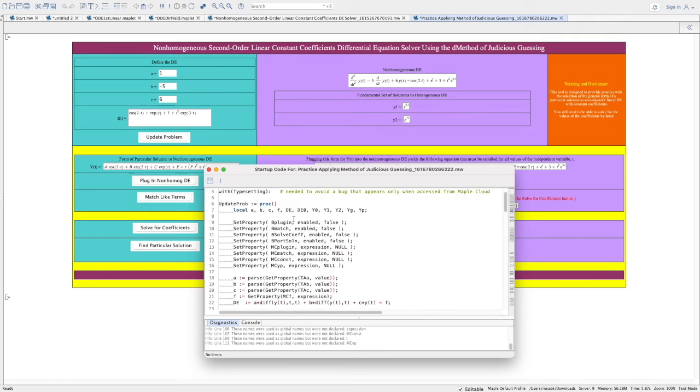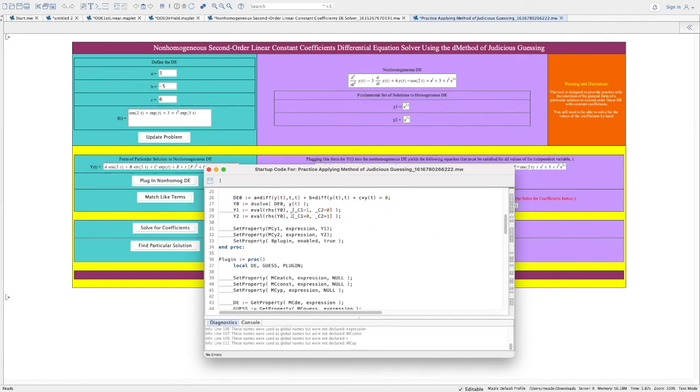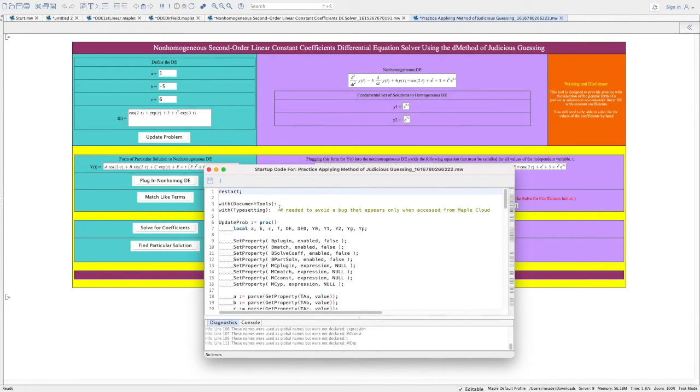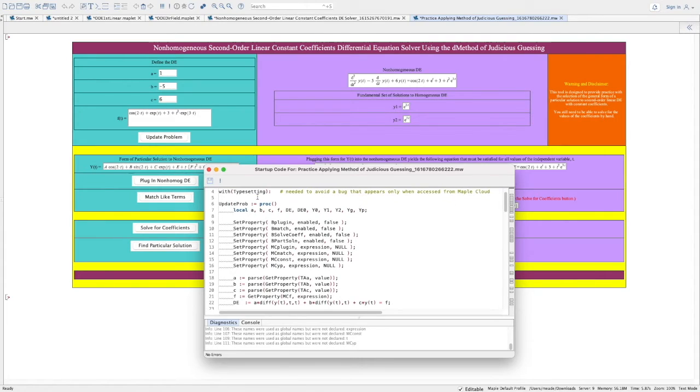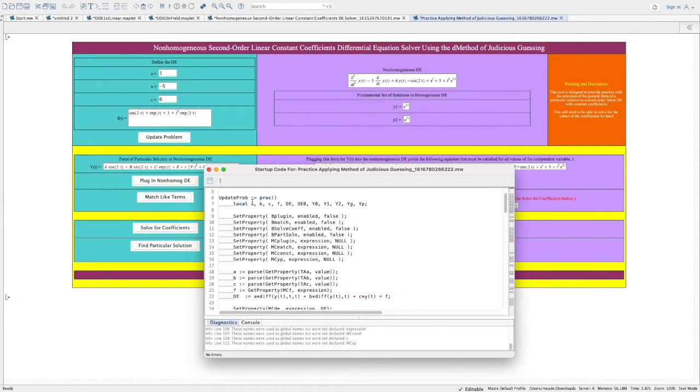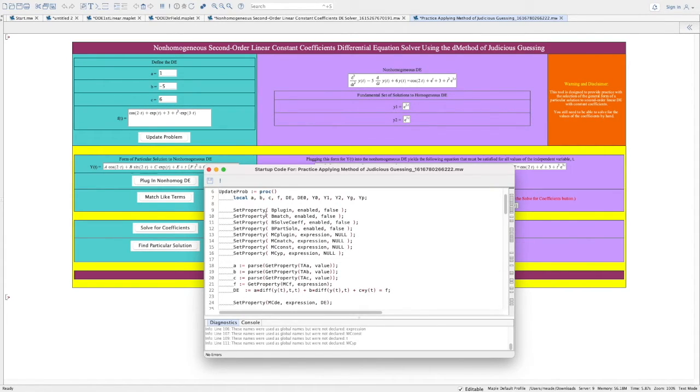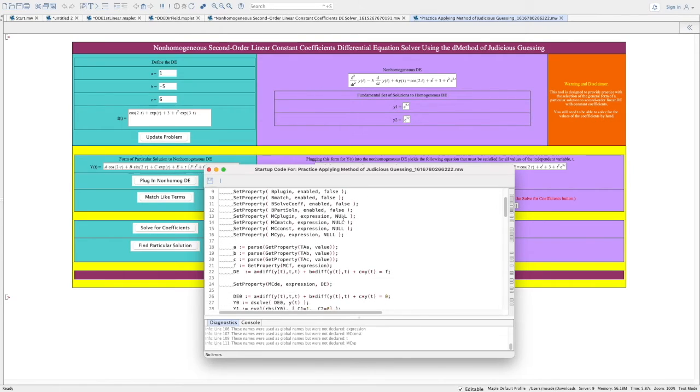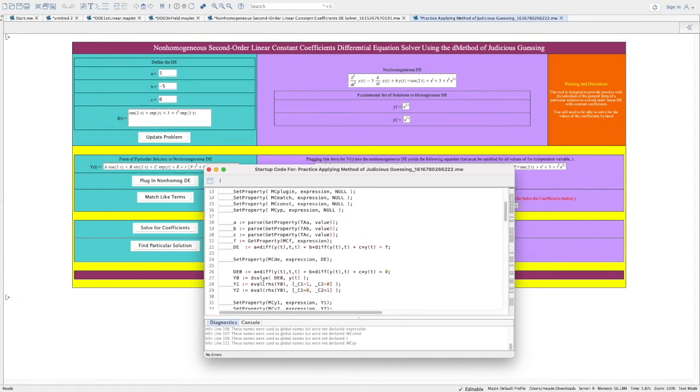Now this one's a little bit longer than what I had before, but it consists of just a number of procedures. The update problem looks a lot like what I had before, where I get information from the problem, and then I write the differential equation out. And I write the homogeneous solution out.